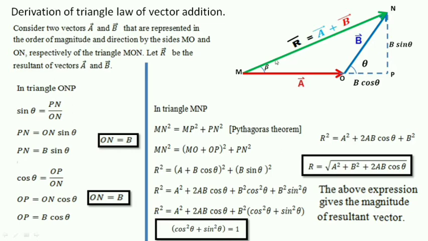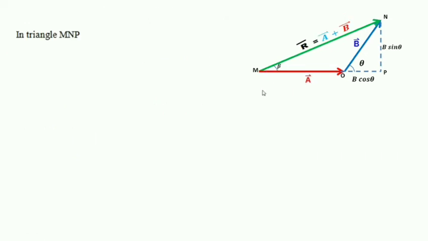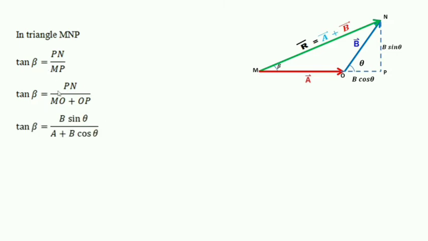Now we have to find the direction, that is this angle beta. To find this beta, we are using the triangle MNP again. So tan beta will be given by PN by MP, but MP is MO plus OP, so I'm putting MO plus OP for MP. Now I'll put the values. PN means b sine theta, MO means a, and OP means b cos theta. So our beta will be tan inverse of this term. So this is the angle.